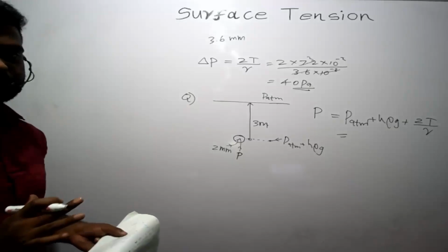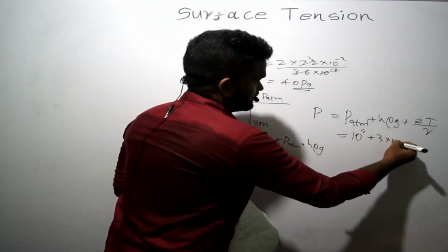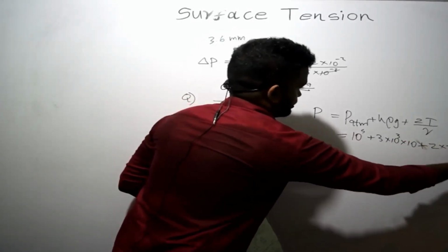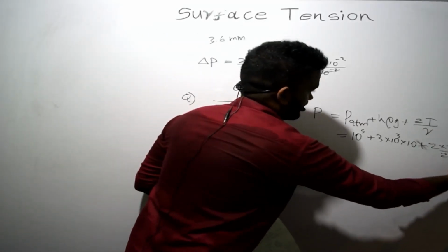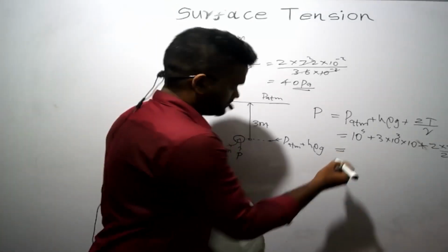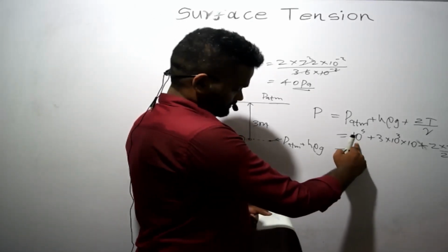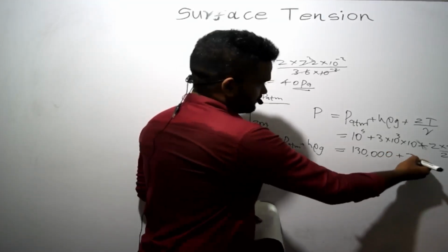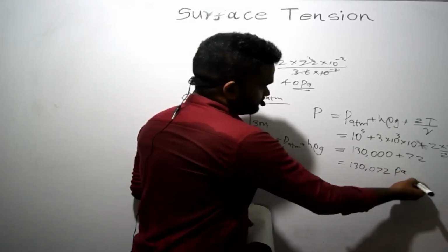If you have a problem, ask me. So atmospheric pressure 10 to the power 5, height is 3, water 10, plus 2 times 7.2 minus 2, radius 2 millimeters minus 3. So when you simplify this, 130,000 plus 72, that is 130,072 pascals.